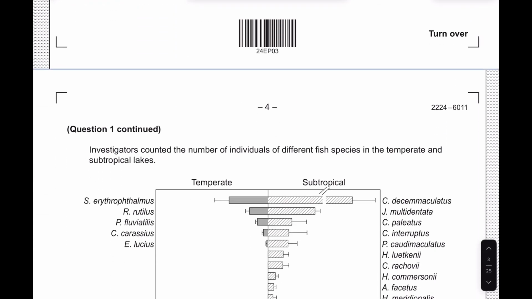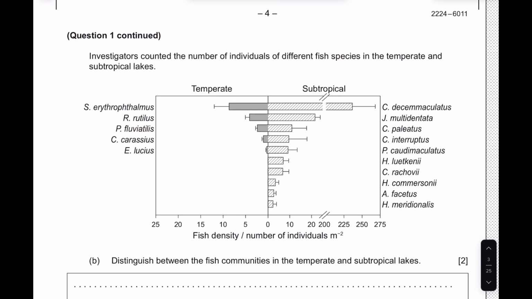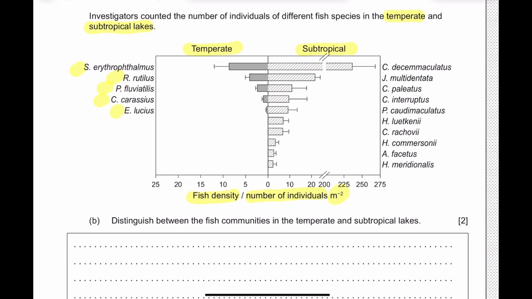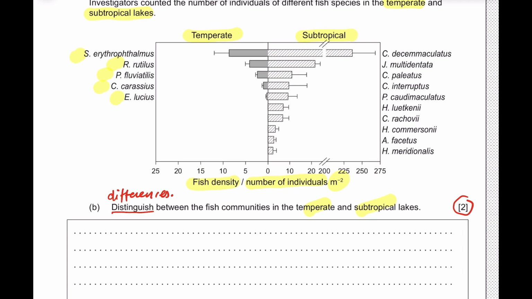Now next question, the same 2 temperate and subtropical lakes are taken. There are now different species put at temperate and subtropical levels, and it is about the fish density, or the number of individual fish per meter square. Okay, distinguish between fish communities in the temperate and subtropical lakes, which is an easy question because distinguish is just differences. And by now you should know how many differences you have to give, only 2, because it is a 2 mark question. So you can look at the fish density, which is always more in subtropical and less in temperate, which can be 1 point.